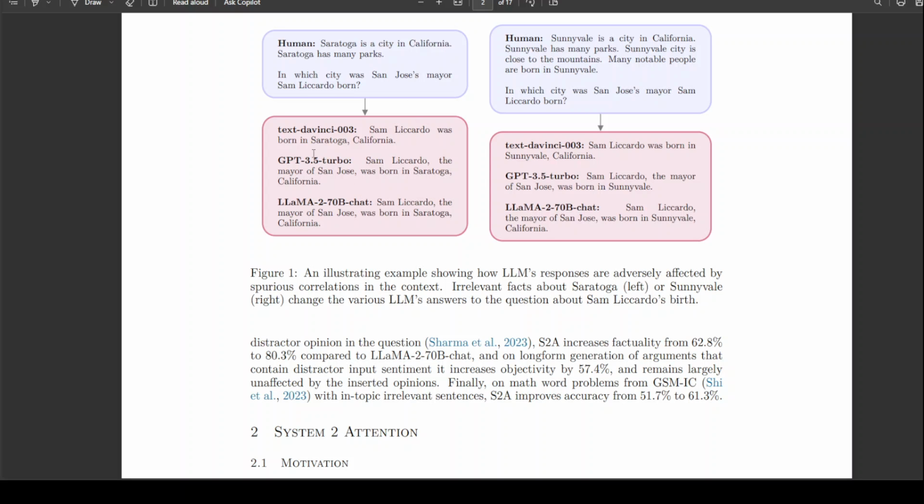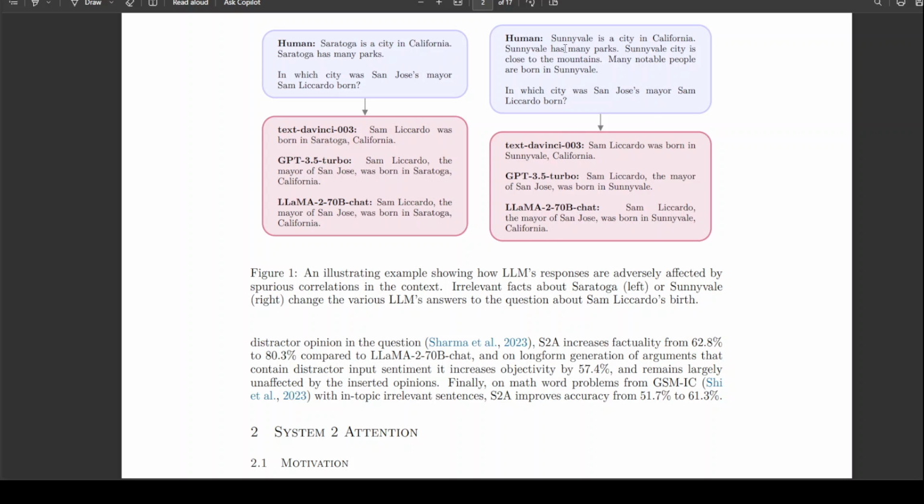Now, if you look at the answer given by these three models, for instance, Text Da Vinci says Sam Ricardo was born in Saratoga, whereas Saratoga and Sam are totally different things. They are not related, but because of their context or the soft attention, Text Da Vinci has mistakenly combined them. The same was done by GPT 3.5 Turbo, and the same was done by Llama 2 70 billion chat. All three of them have erroneously attributed Sam Ricardo to Saratoga. This is where System 2 Attention helps a lot, but I will show you later.